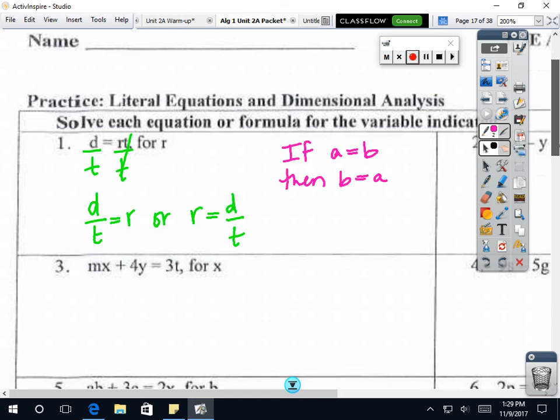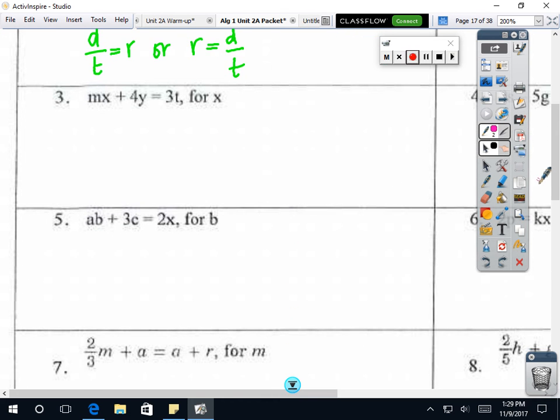Okay, number 3. You can just lay them right there. Mx plus 4y equals 3t, and they want you to solve this for x. So to get x by itself, we need to get the m to the other side and all of the 4y to the other side. What do we move first? Right, and since it's plus 4y, we subtract 4y. Those cancel, leaving mx on the left side of the equal sign and 3t minus 4y on the right.